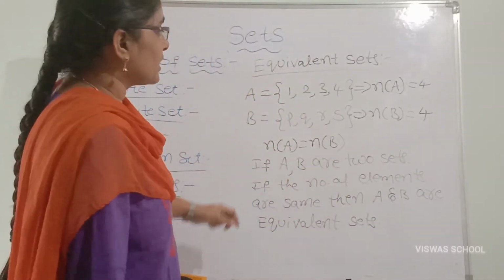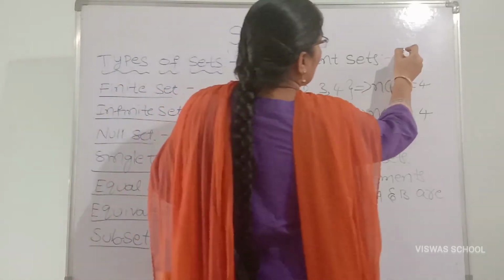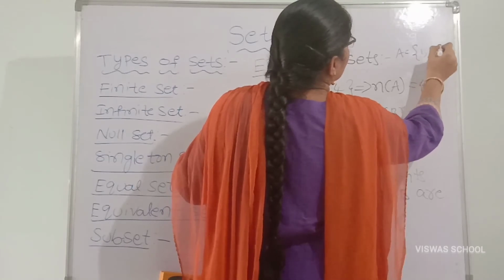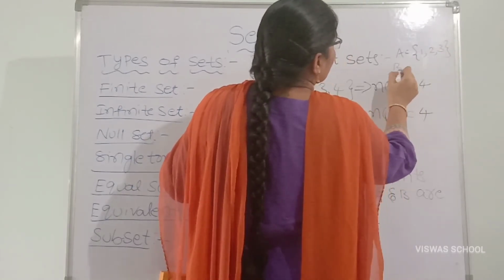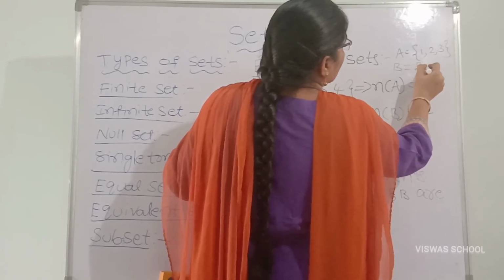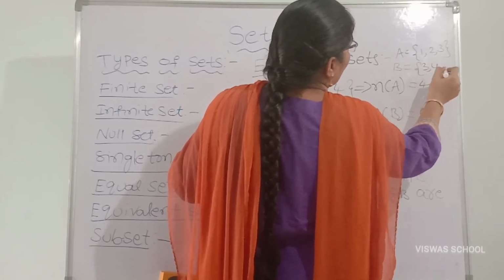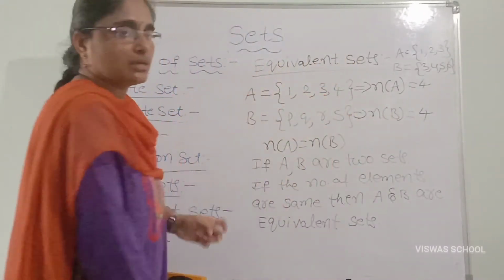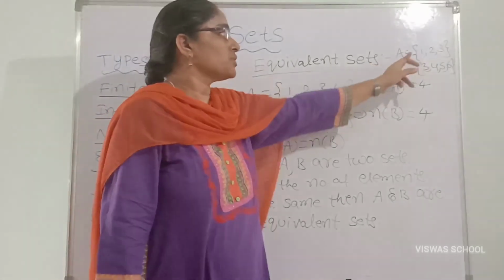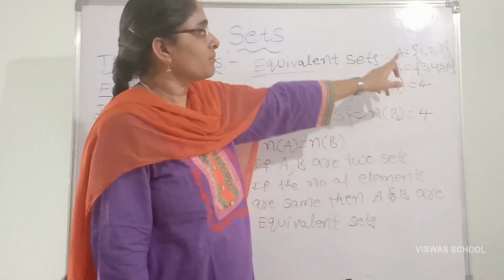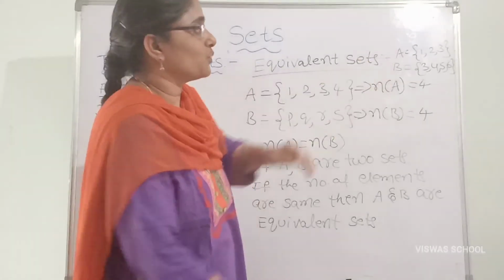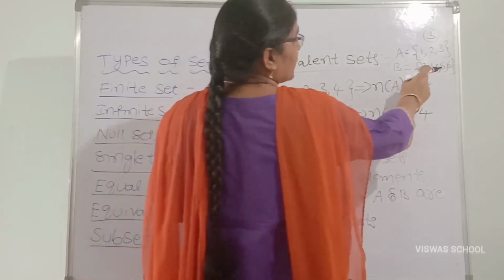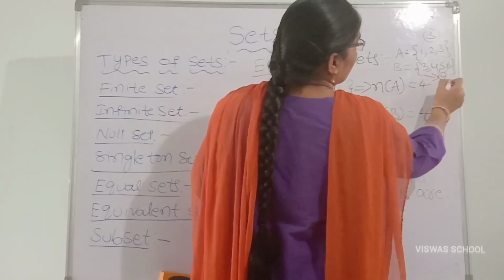Equivalent sets. For example, I am taking here A equals 1, 2, 3 and B equals 3, 4, 5 and 6. Here, A equals 1, 2, 3 and B equals 3, 4, 5, 6. The number of elements in set A equals 3. And the number of elements in set B equals 4 elements. Set B is having 4 elements.